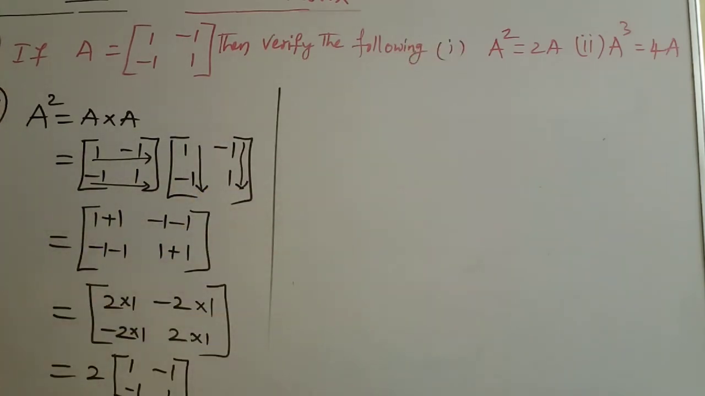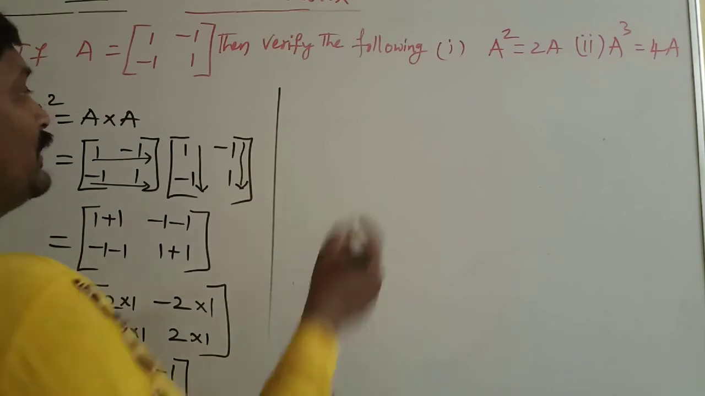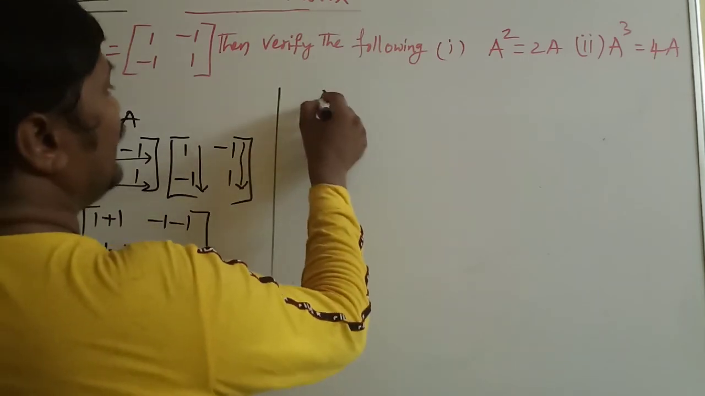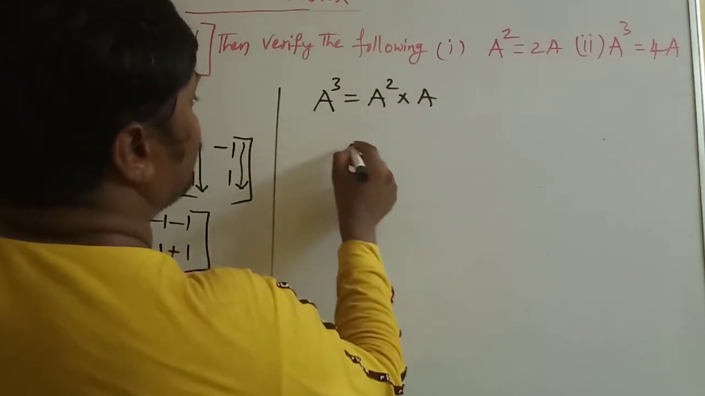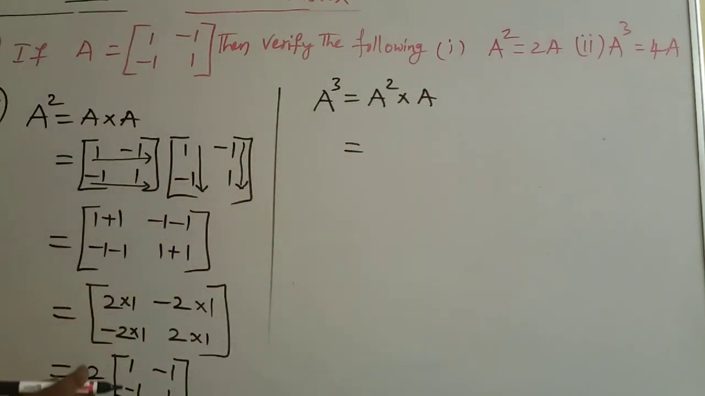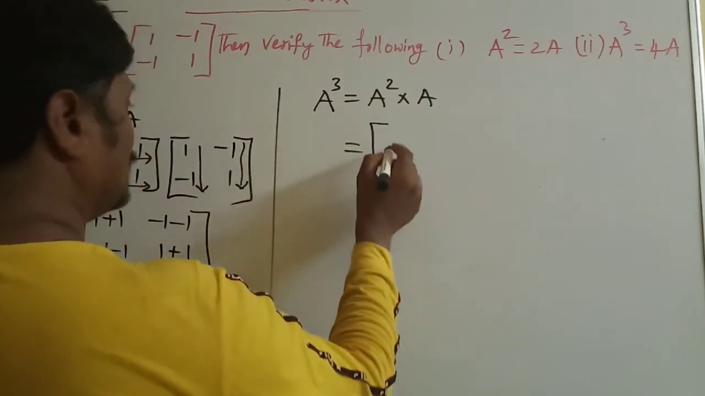Same method, second one. A cube is equal to 4A. It is again very simple. A cube, how will you write it? A square into A. So here A square means what do you know? What you found here as the answer is 2A. I am writing it here for you.